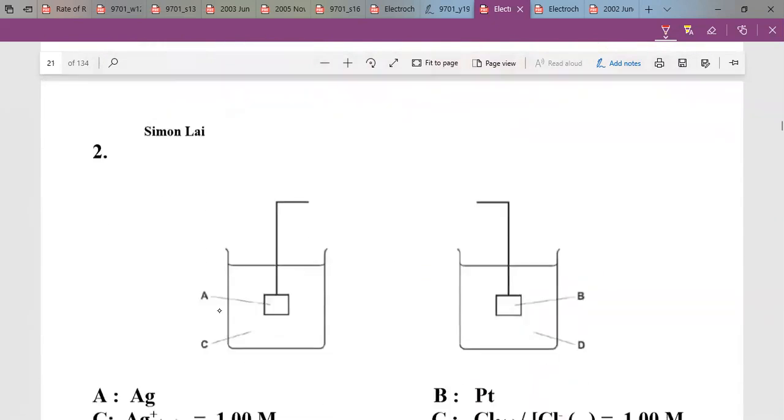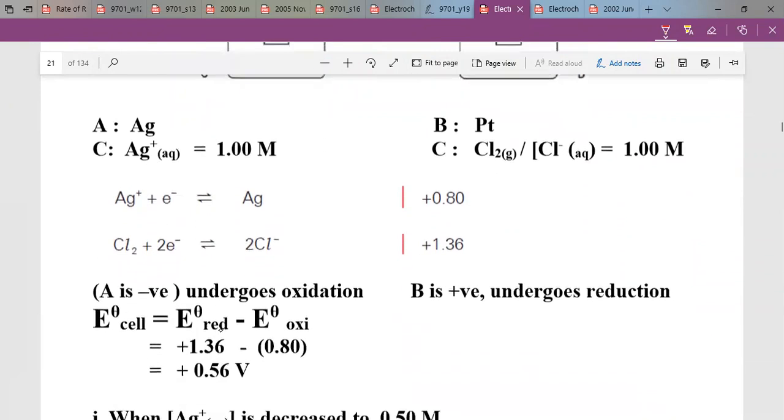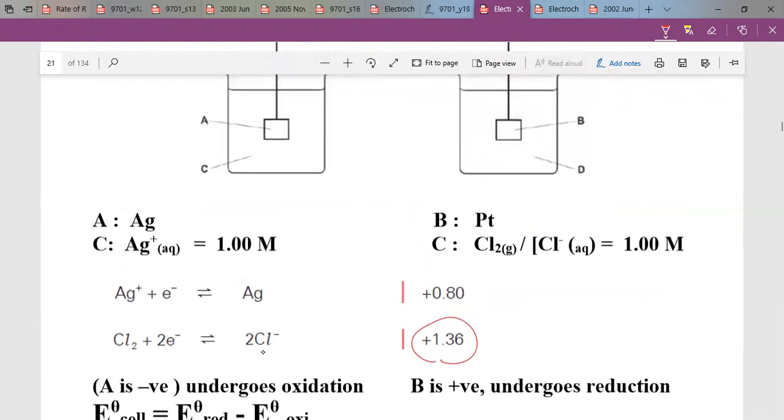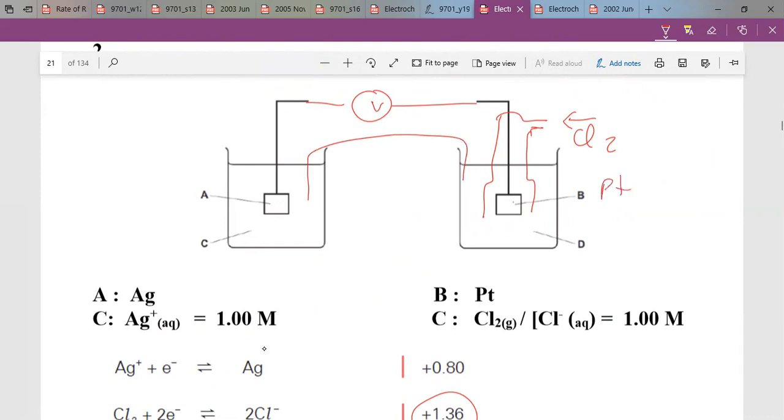Now here's another example where I use chlorine. It's not here, because I'm going to use the other side. Here I have chlorine, and I input a cell here. So this is chlorine, cell 2, and this is the voltmeter. This is your salt bridge. This is platinum, and this is your Cl minus, 1.00 mole per dm cube. We don't use molar. Most of the books say mole per dm cube, so I use mole per dm cube.